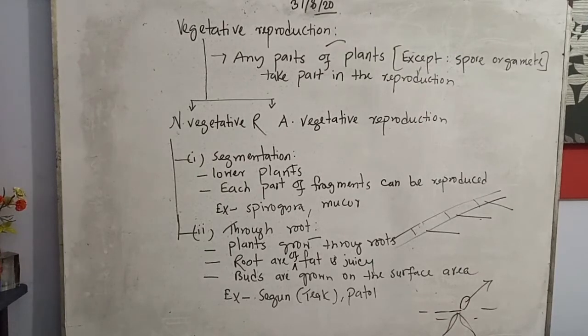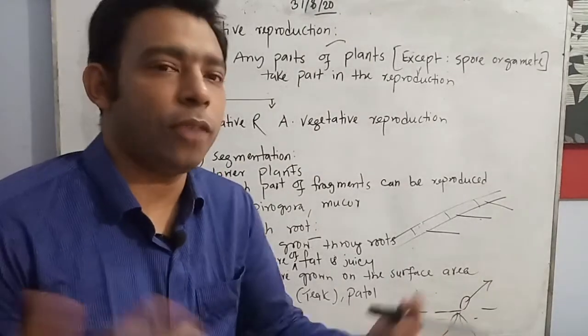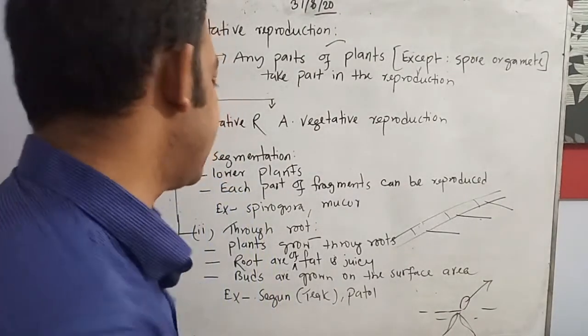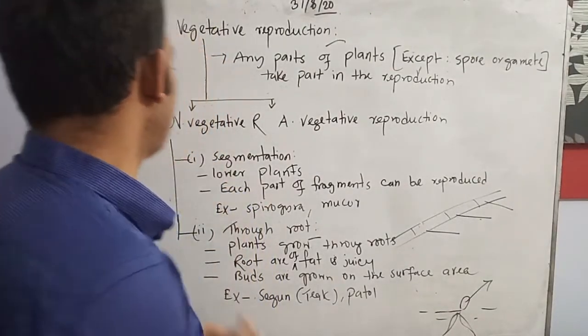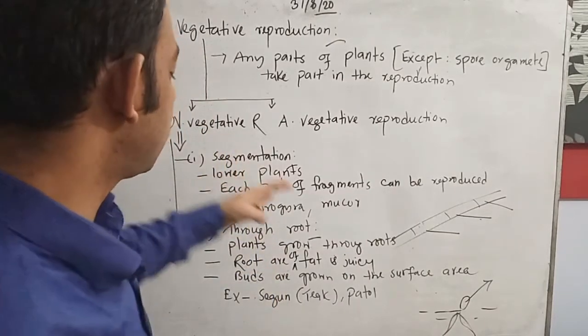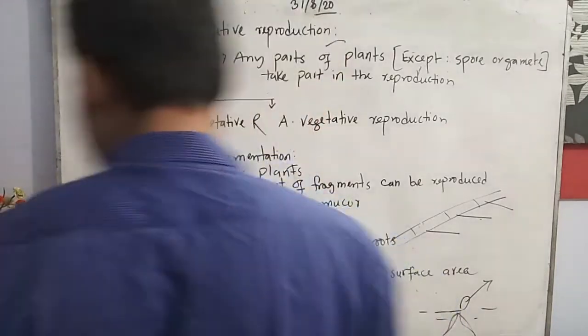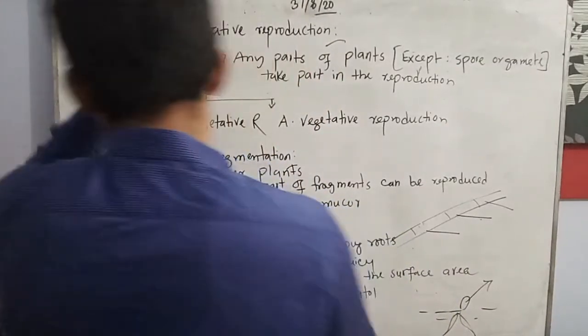And I hope that this is another important topic, and actually very informative, so you need to be concentrated here. We try to understand about the natural vegetative reproduction types. First one, segmentation. Second one is through roots, and now the third one we will try to understand in a chart. Okay, now go through.